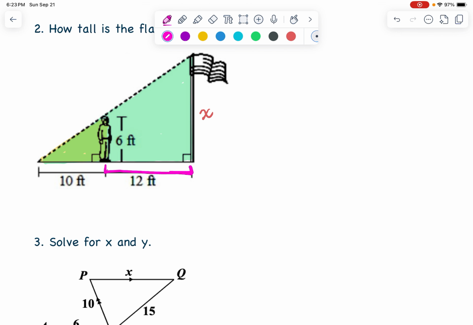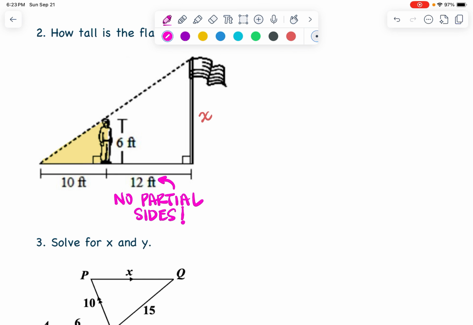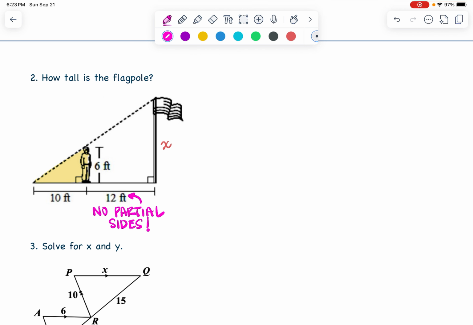Because 12 is the length from here to here. And is that a full side length of any of the triangles in this picture? No. Right? So we want to make sure that we are never, ever using partial sides, right? And I'm going to write that in little capital letters here. No partial sides, right? You are not allowed to just use that 12 in your proportion at all, ever, right? Because he's a partial side and I need the full corresponding sides of the triangles. Okay, so here we go.